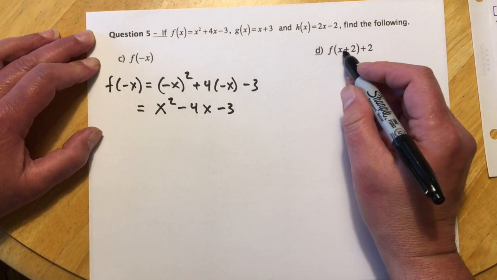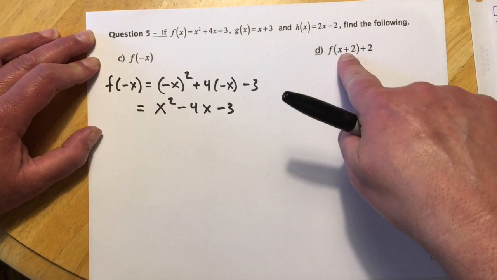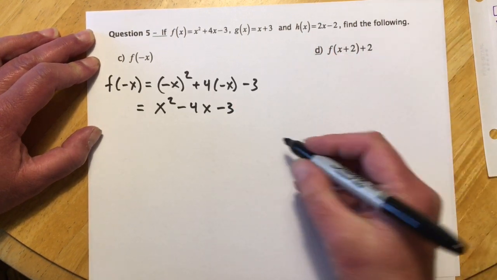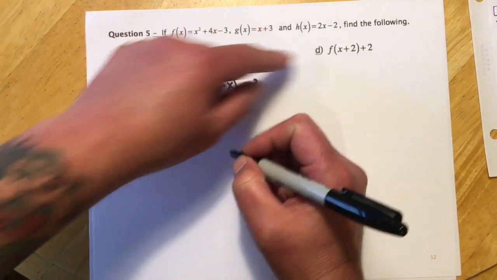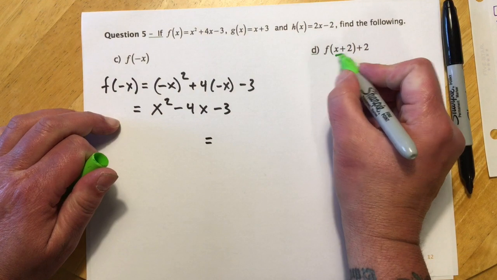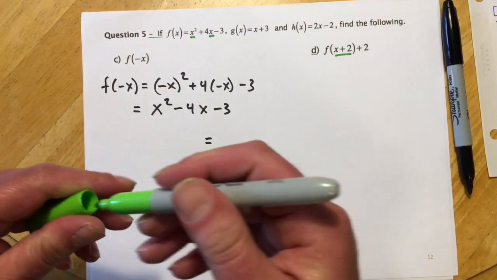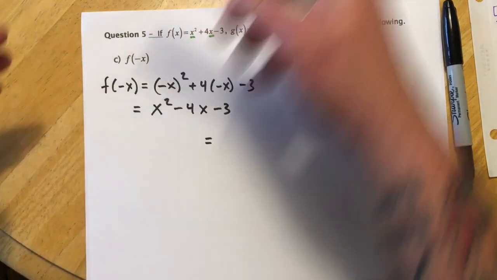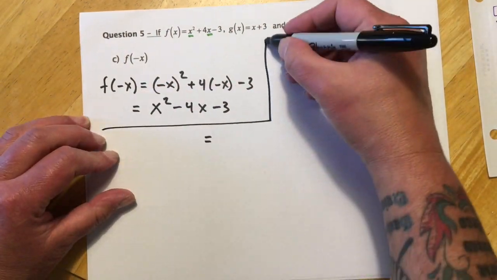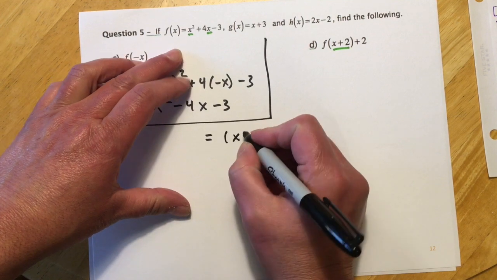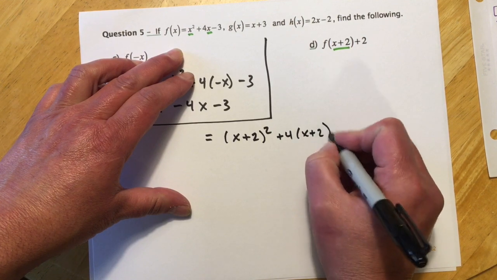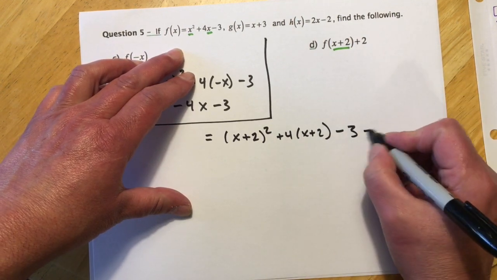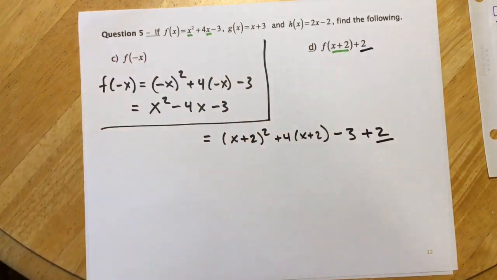This one, so f of x plus 2 plus 2. So it's kind of both of the ones combined into one. So that would be, started down here, x plus 2 is going to go into that. And then at the end, I'm going to add a 2. So this will be x plus 2 squared plus 4x plus 2 minus 3, and then that's the plus 2. And then I just have to clean it up.